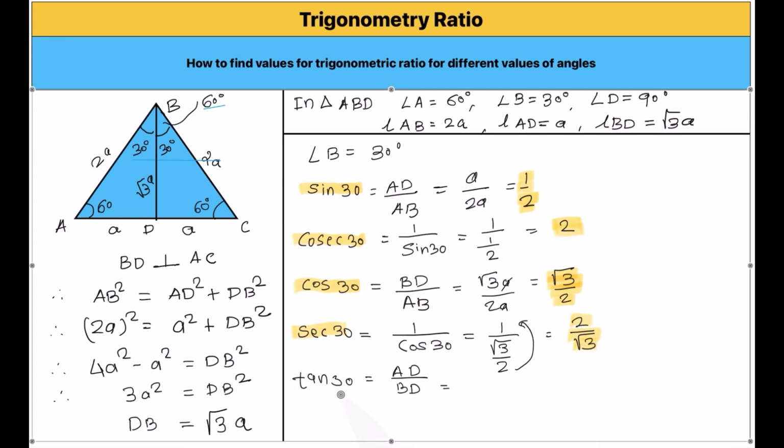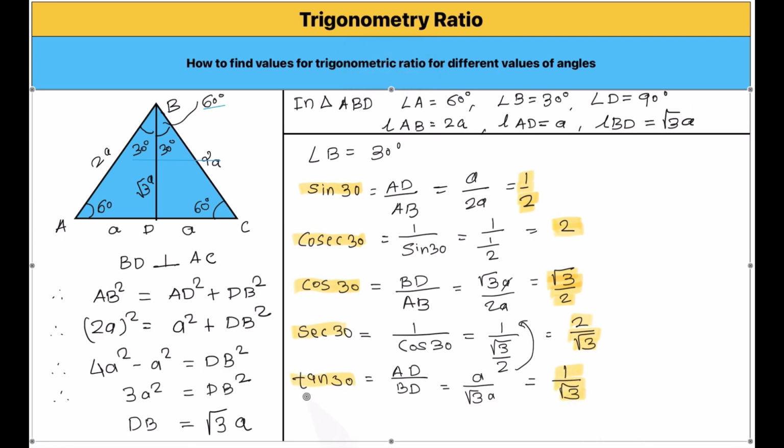Tan 30 is opposite side upon adjacent side. Opposite side of 30 is AD. Adjacent side of angle 30 is BD. Length AD is A and length BD is square root 3A. Replacing this, we get A upon square root 3A. Simplifying further, we get 1 upon square root 3.